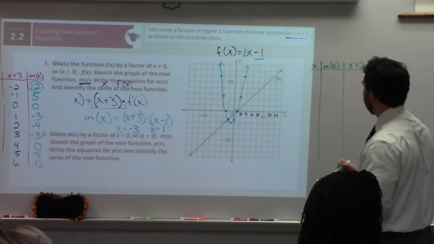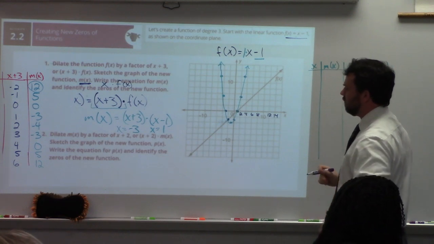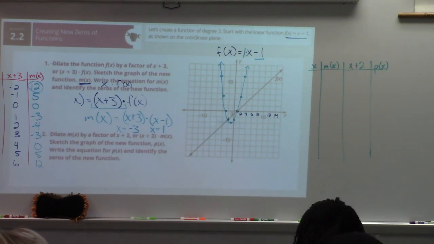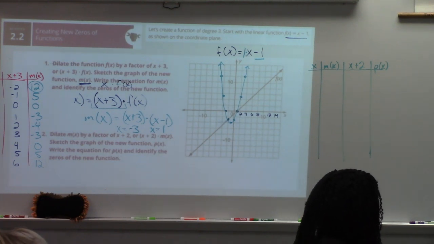Alright? I'm going to use the same x values. Does anyone, actually I'll wait for you to write that table down. You'll have to find some space on there somewhere, or a new sheet of paper maybe. Okay?